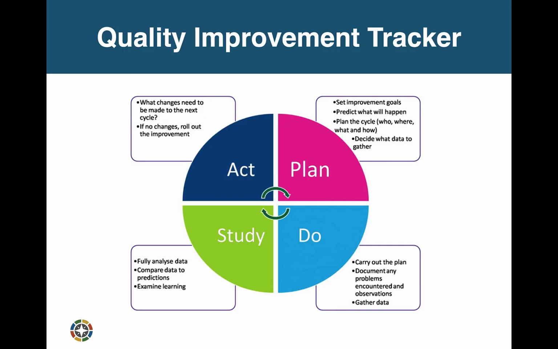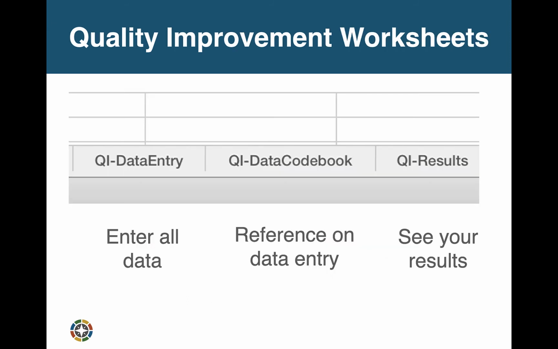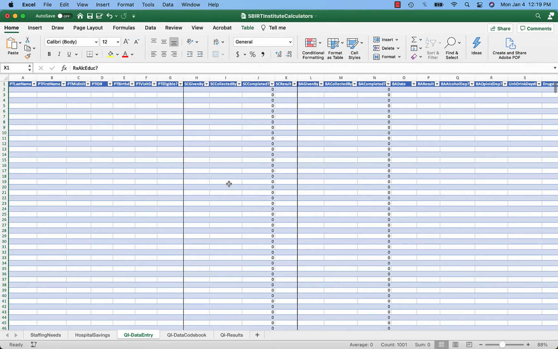Now we move on to the 3 worksheets for your SBIRT QI program. The QI data entry worksheet is where you can enter data for each patient who comes to your clinic while your SBIRT program is up and running. The QI data codebook worksheet gives details on each of the data fields in the QI data entry worksheet. The QI results worksheet is where you'll be able to see how your SBIRT program is performing on key quality metrics. Let's take a look first at the data entry worksheet.